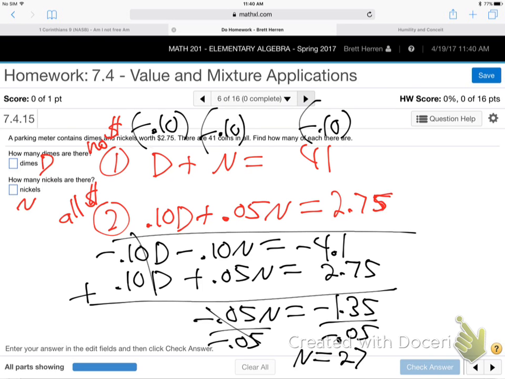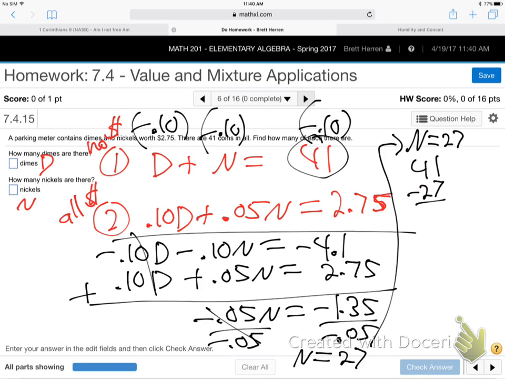How many coins in all? 41 coins in all, right? So I can just come up and subtract. Right, so we have n is 27 nickels, and then 41 minus 27, so what's that, 14 dimes? And we're done.